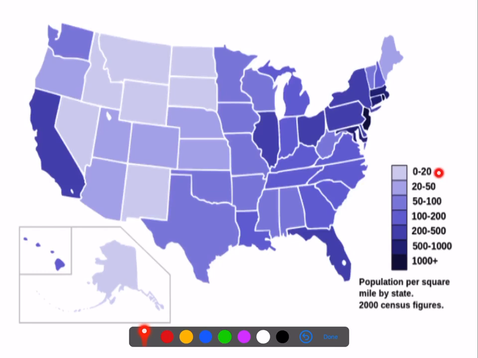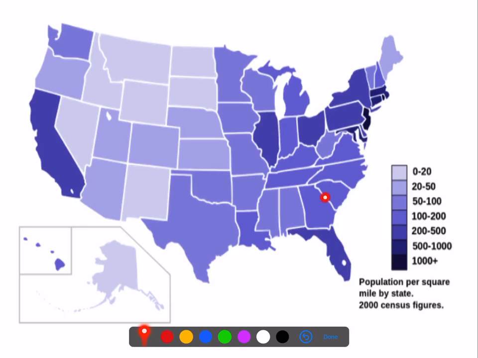As we can see, we have the population per square mile by state. If the population per square mile is anywhere between 0 to 20 people per square mile, it's going to be this light color, like we see in New Mexico, Nevada, Idaho, places like that. As the color gets darker and darker, there's more people per square mile. If we look at California, for instance, it's much darker, so that's probably around 200 to 500 people per square mile, which is a large amount of people.